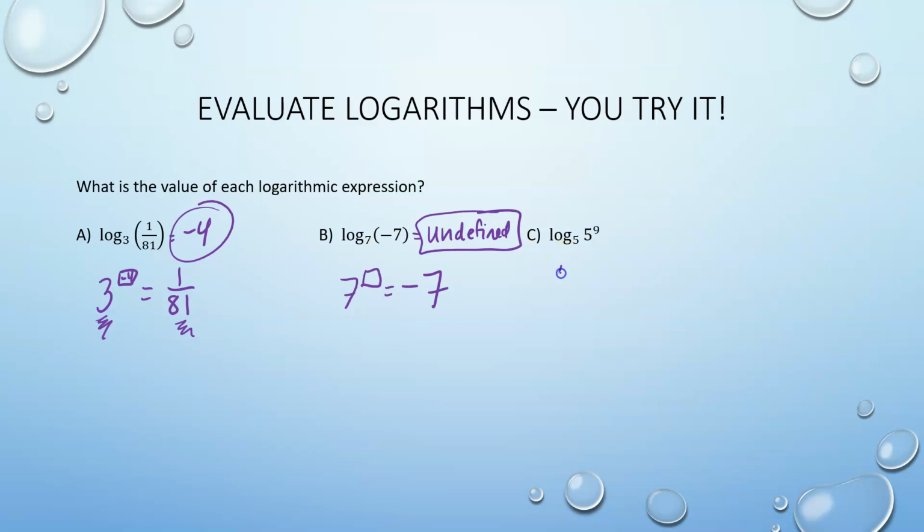All right, last but not least, what power of 5 is 5 to the 9th? Well, for these two things to be the exact same, that box has to be 9. So this is another case where the base and this number are the same, so the answer is actually the exponent.